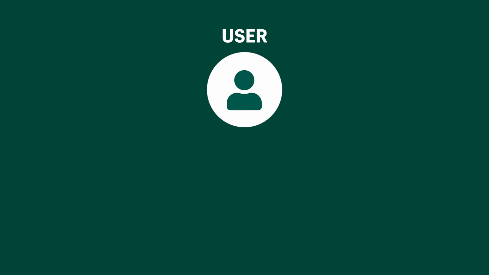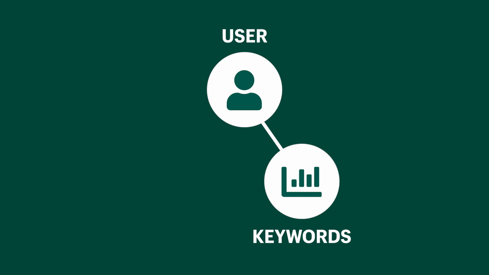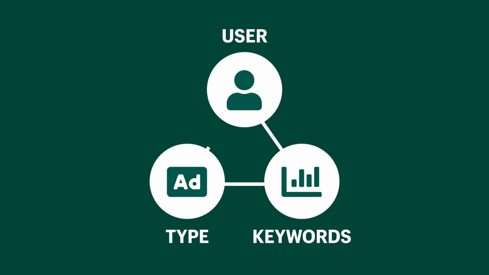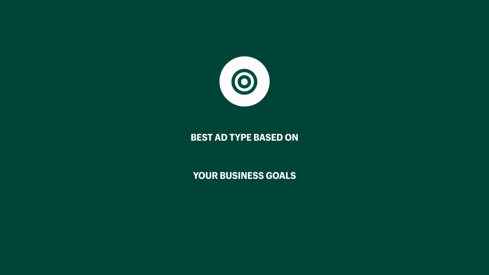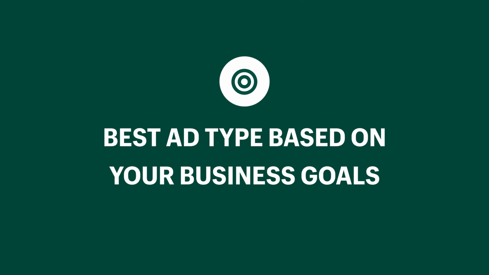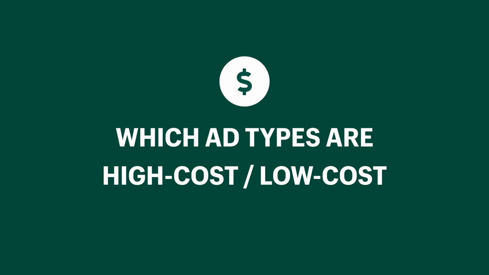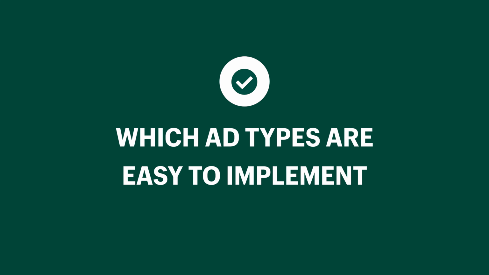So all ads form a 3-way relationship between what the user types into the search bar, its degree of relevance to the keywords you bid on for your campaign, and the ad type you select to display. If that sounded confusing, don't worry, because as we go through all the different ad types, I'll loop it back to this 3-way relationship so you can really grasp the concept, and also share valuable nuggets like who the specific ad type is for, what types of business goals they work best for, whether they're on the cheaper or higher cost end to execute, and how easy they are to implement.